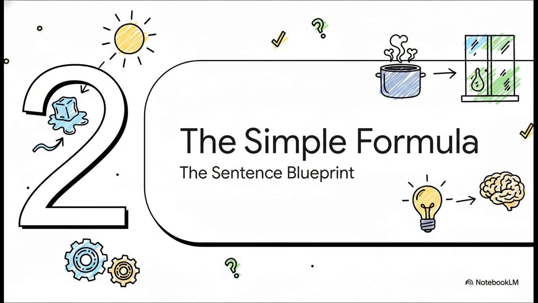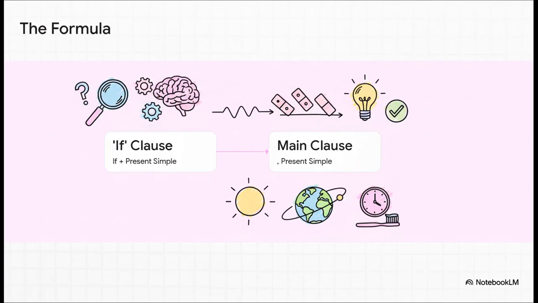So, how do we actually build these sentences? Well, the good news is there's a really simple, super reliable blueprint to follow. Let's check it out. It's basically a two-part recipe. First, you have your condition, that's the if part, and it uses the present simple tense. Then you have your result, which also uses the present simple tense. If this happens, that happens. It really is as simple as that.